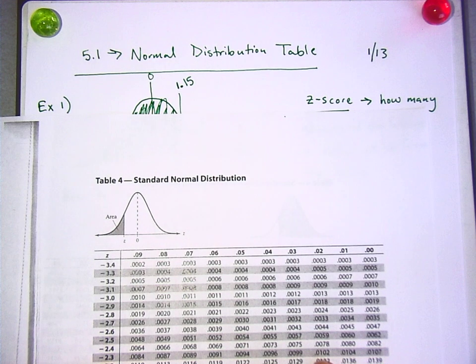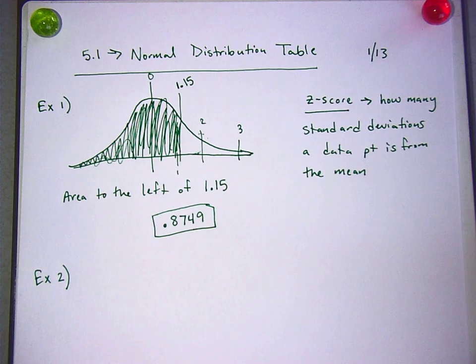I said negative 2.32 is what we're looking at. All right, I got 0.0102, yeah? Beautiful, okay, but now what if it was the other way?